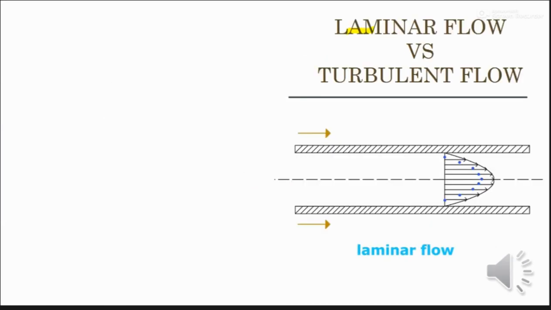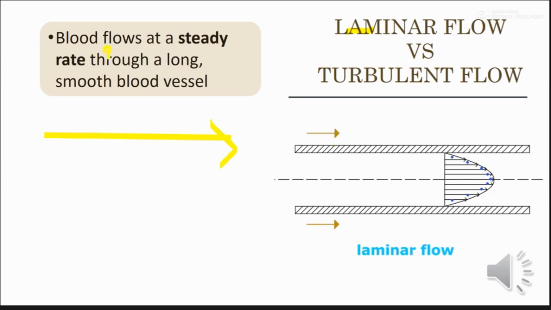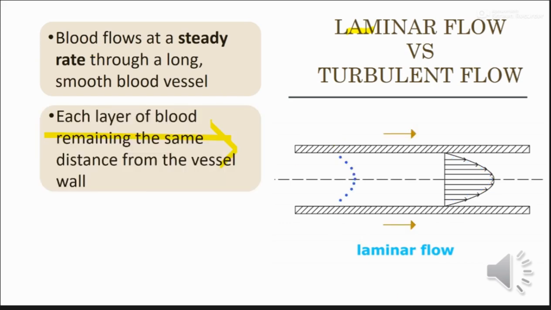Okay, so let's go with differentiating your laminar flow versus your turbulent flow, okay? So laminar flow, the blood flows at a steady rate. So it's just like straight, okay? Through a long smooth blood vessel. So each layer of blood remaining the same distance from the vessel wall. Okay, that's what I've said, remaining the same distance from the vessel wall, okay? And the centralmost portion of the blood vessel stays in the center of the vessel.